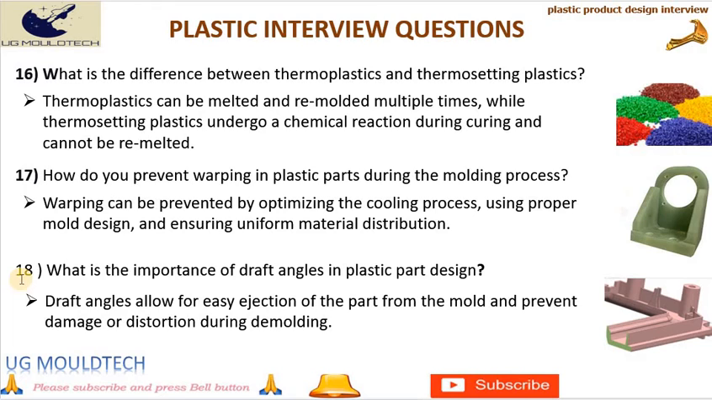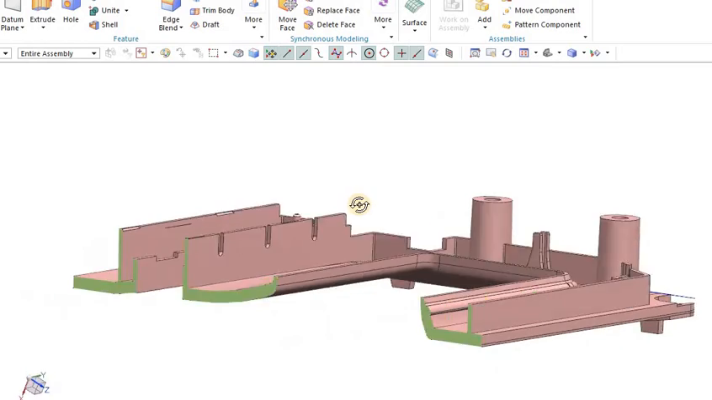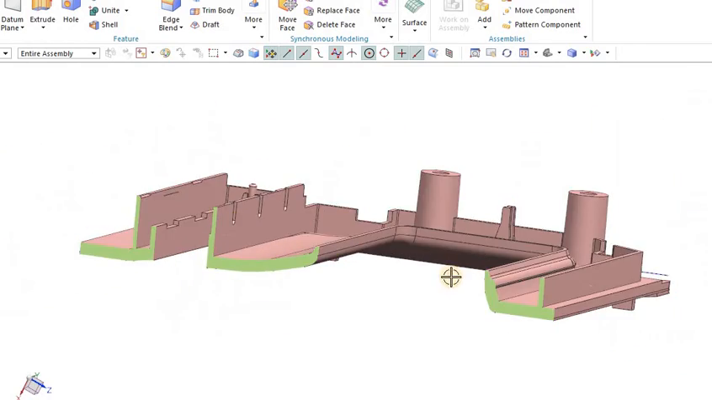Friends, next point in injection molding questions is 18. What is the importance of draft angles in plastic part design? Draft angles allow for easy ejection of the part from the mold and prevent damage or distortion during demolding.